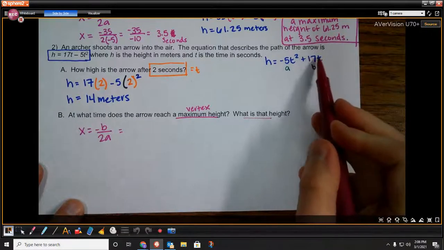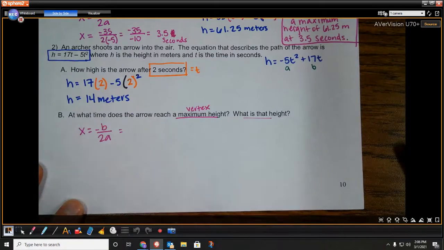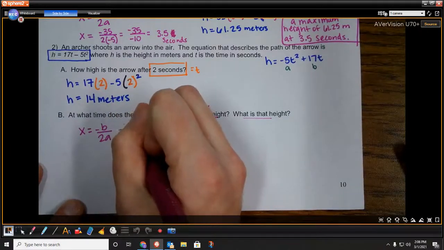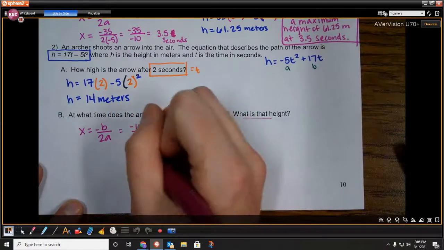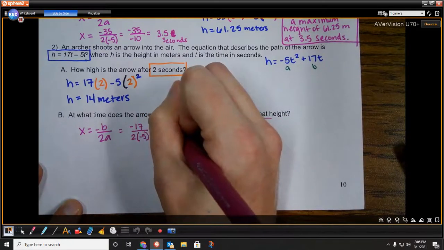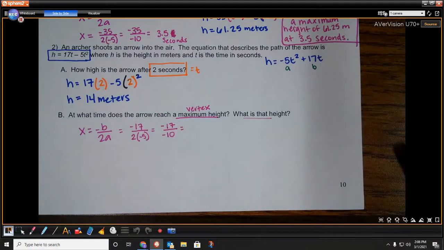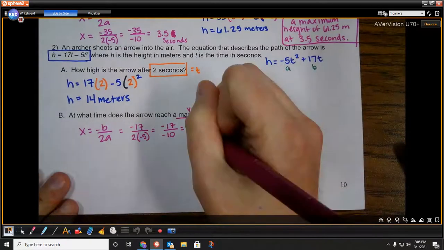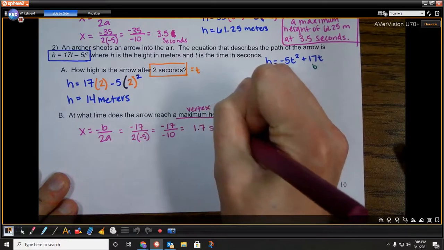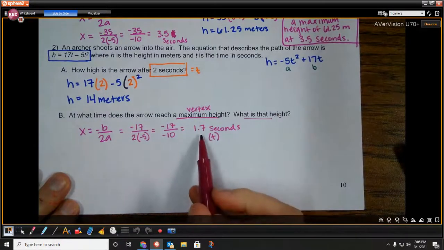Well, let's take a look at what that is. My negative b, my b is 17, right? Because it's the coefficient of my t variable or my x variable. So that's negative 17 over 2 times a. My a value was negative 5. Again, that's cool. So that becomes negative 17 over negative 10. So that means that my t value in this case would be positive 1.7, and that would be 1.7 seconds. And remember, this is our t. All right, so my t is 1.7.